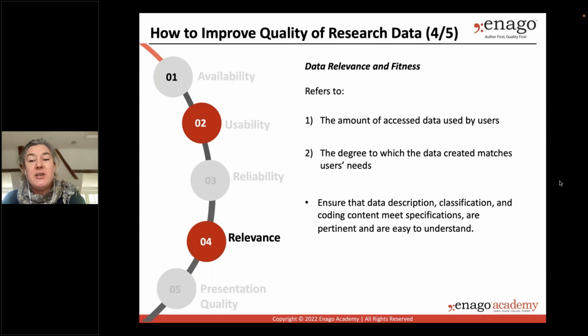So again, the data description, classification, and coding content should all be relevant, and they should be easy to understand for the person of appropriate expertise. I think it's important to state it doesn't need to be understandable by anybody in the world, but it should be understood by your peers, if you like, the people that you're trying to reach, perhaps people from adjacent subject domains or people with relevant training.